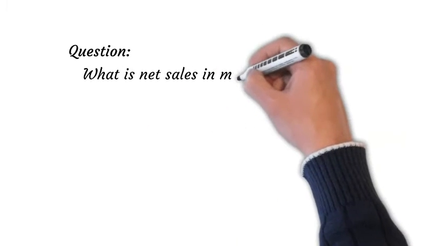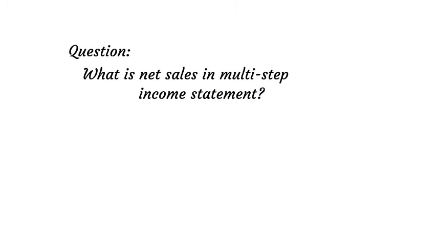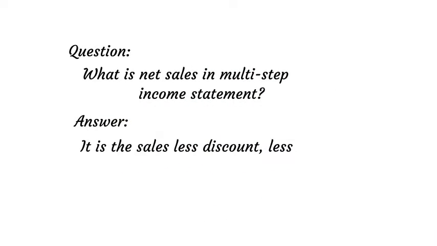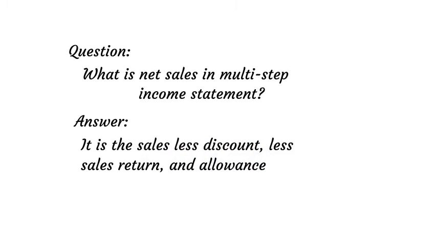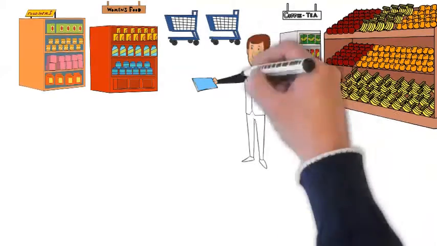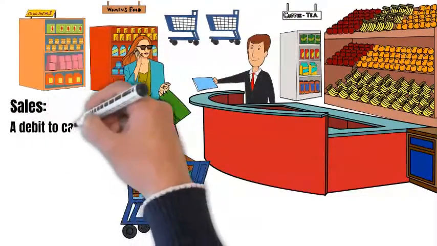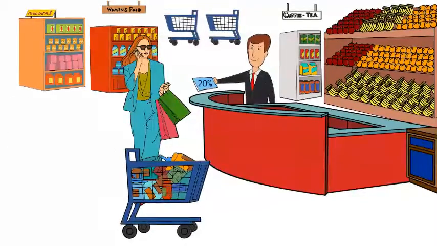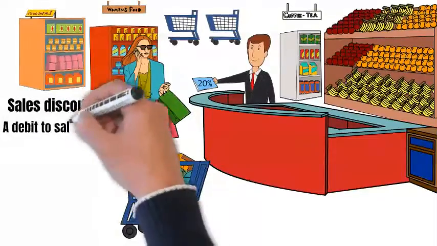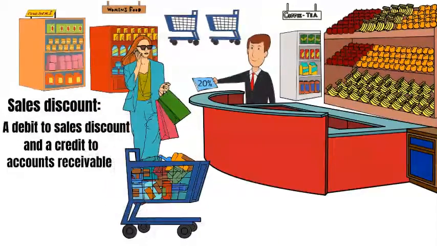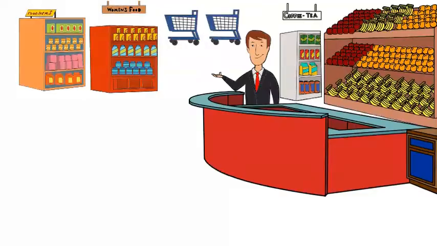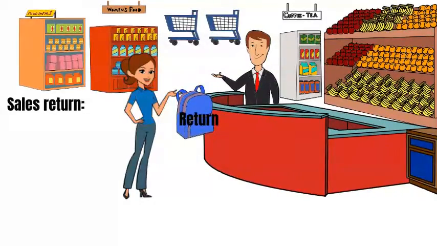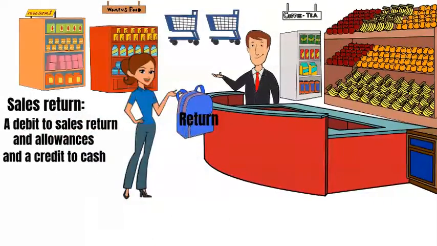Question: what is net sales in a multi-step income statement? Answer: it is the sales less discount, less sales return and allowances. Here's the illustration of how net sales works. Sales: a debit to cash or accounts receivable, and a credit to sales. Sales discount: a debit to sales discount and a credit to accounts receivable. Sales return: a debit to sales return and allowances, and a credit to cash or accounts receivable.